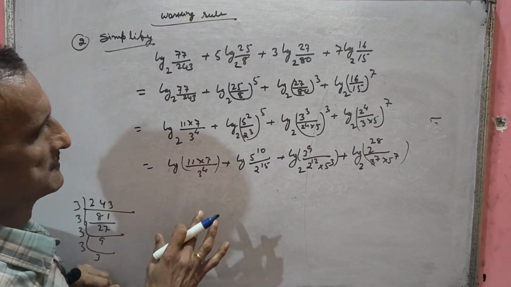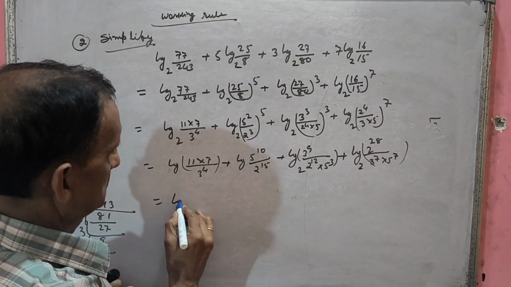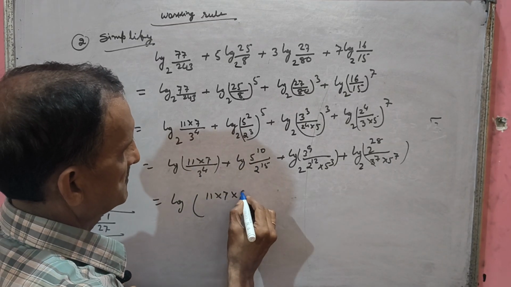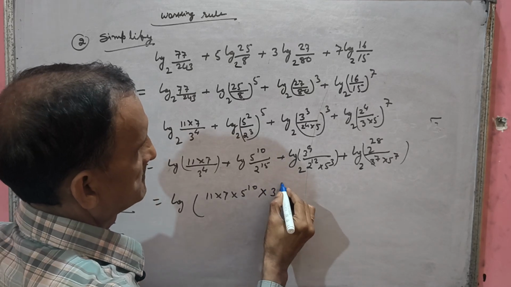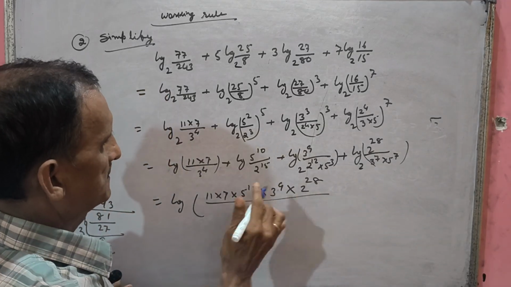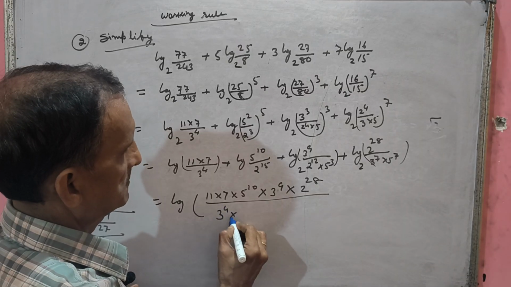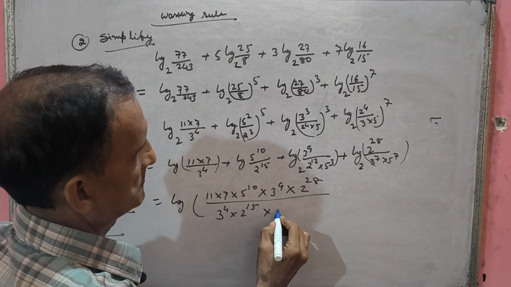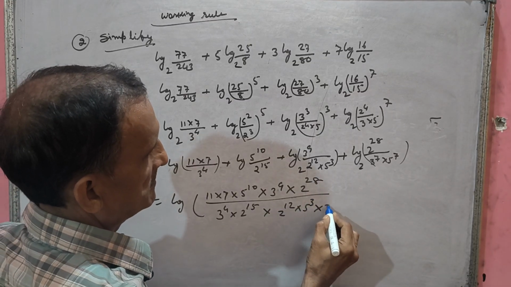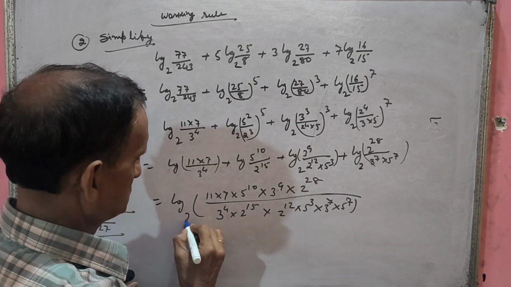Now, we always write for plus, into. So log 11 into 7, all the numerator will get multiplied, and all denominator, for plus we will write into, and log is common. So 3 to the power 4 into 2 to the power 15 into 2 to the power 12 into 5 to the power 3 into 3 to the power 7 into 5 to the power 7, and base 2 you have to mention.